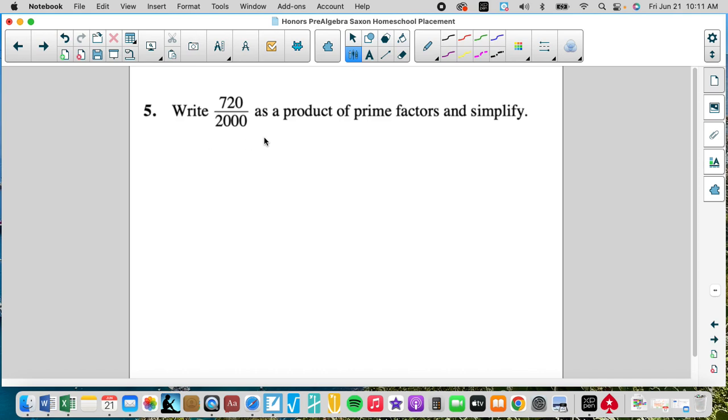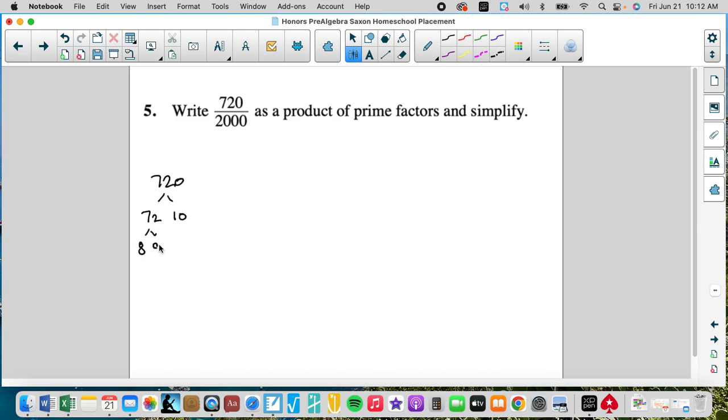Write 720 over 2,000 as a product of prime factors and simplify. So we're going to do prime factorization. Prime factorization is breaking a number into its prime factors. We can do it a whole number of ways. I'm going to break it into 72 and 10. It just has to be a product that creates that number. I chose 72 and 10 because that's the easiest.